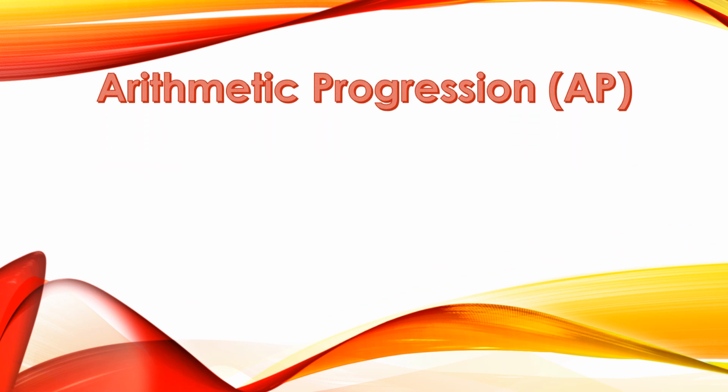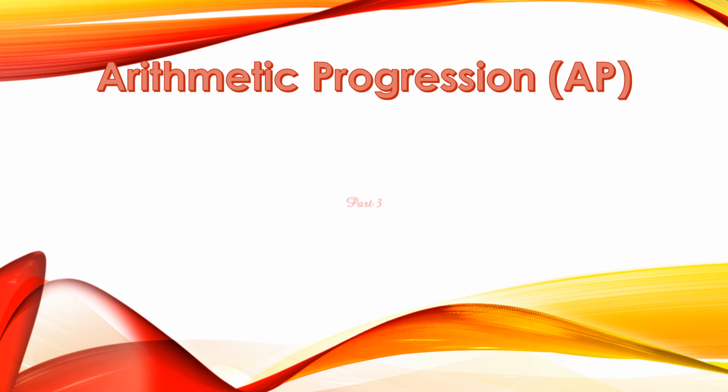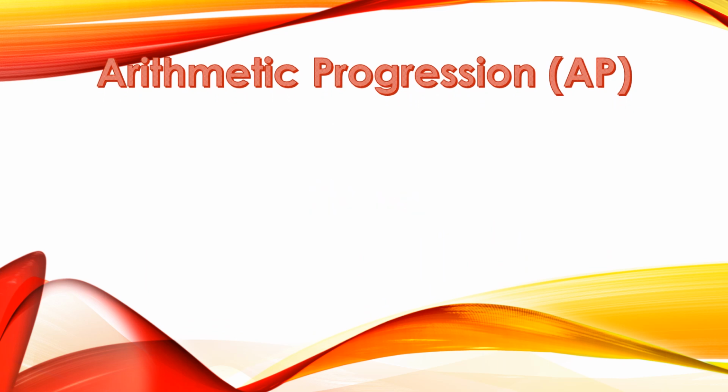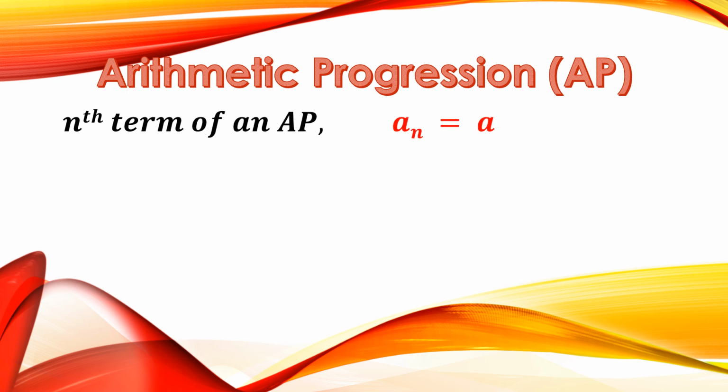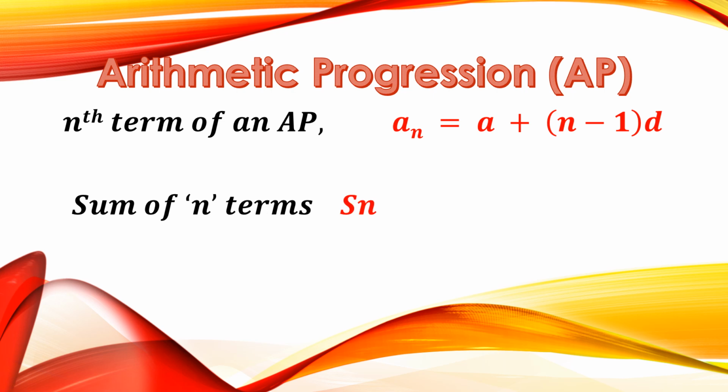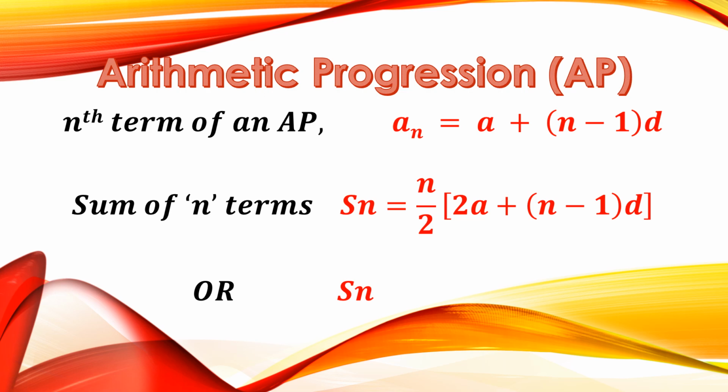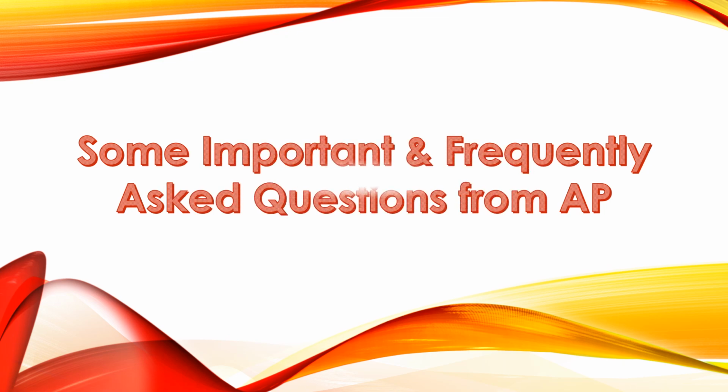Before going to the lesson, just take a quick review of last class. We learned the nth term of an AP is an equals a plus (n minus 1) into d. And the sum of n terms Sn equals n by 2 into (2a plus (n minus 1) into d), or Sn equals n by 2 into (a plus l). Okay? You should always remember these equations.